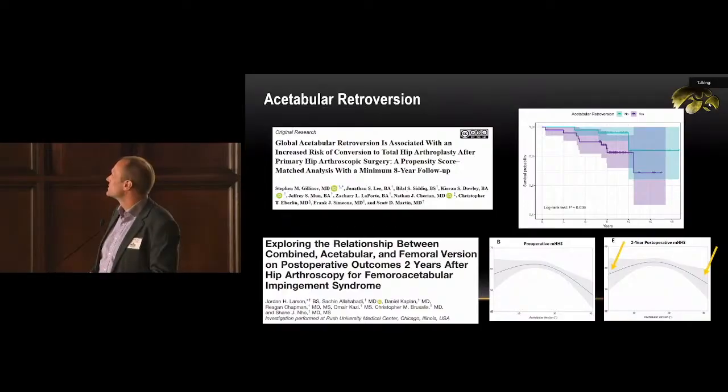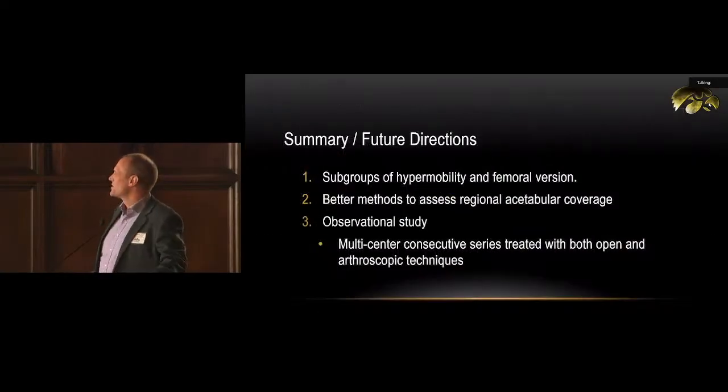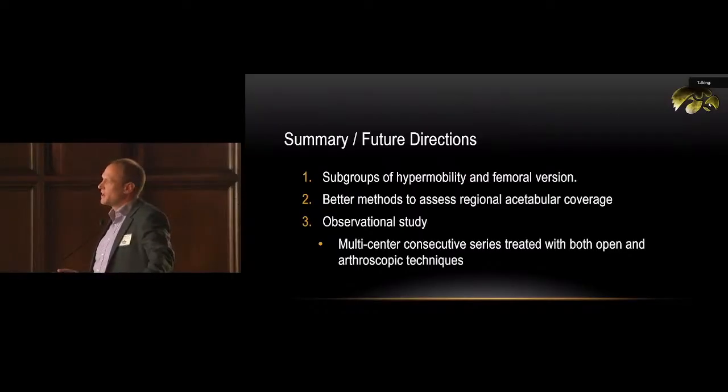So in summary of the retroversion section, there are definitely subgroups of hypermobility and femoral version that should impact our decision making when we're deciding whether to do PAO or hip arthroscopy for these patients. And I think we need better methods to regionally assess acetabular coverage. And I think global retroversion would really benefit from an observational multi-center consecutive study of sites that are doing both osteotomy and arthroscopy for these patients, similar to what's being done with the borderline group, to look at outcomes in these patients.